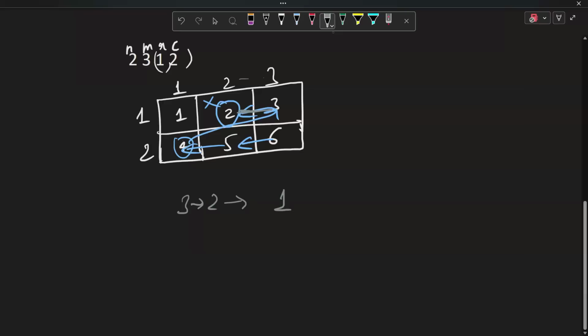So when 4 moves to 3, when this position moves to this position, the difference, this coordinate is 2 comma 1.